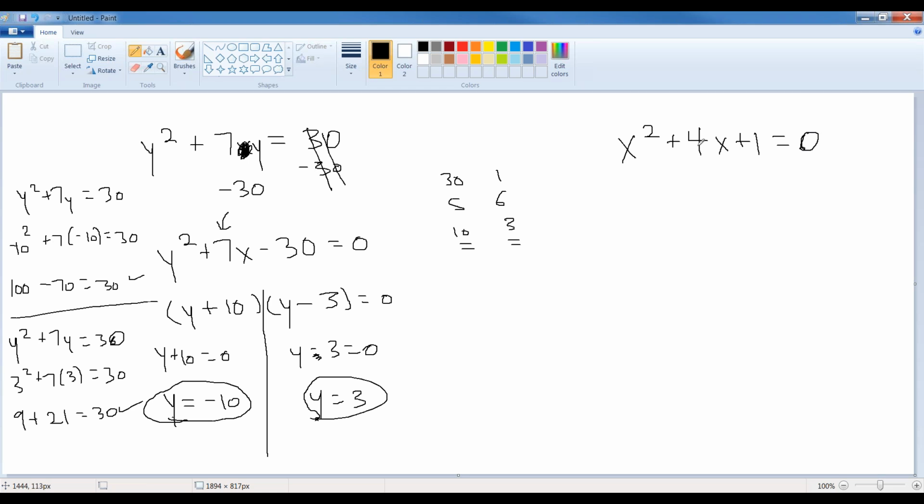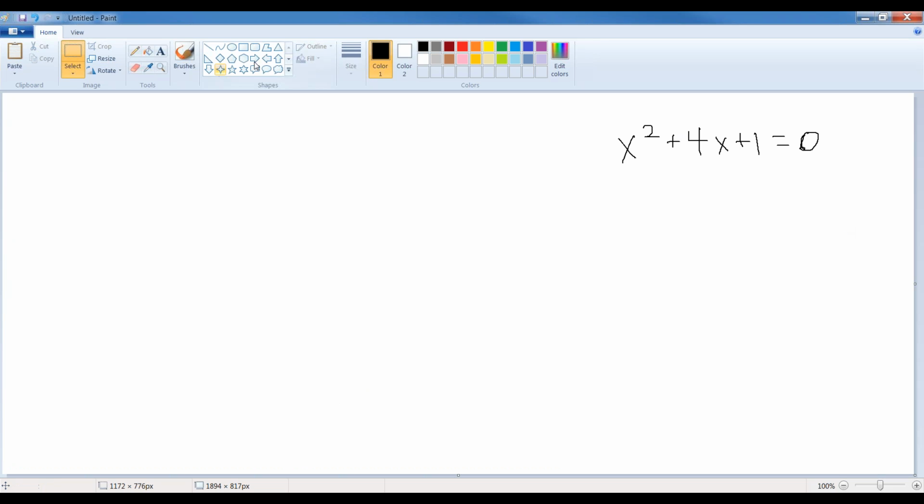The only thing that multiplies up to 4 is either 2 and 2 or 4 and 1, and neither of them are going to add up to 4. I'm sorry. The only thing that multiplies up to 1 is 1 and 1, and 1 and 1 don't add up to 4. So there are two ways to do this. Number one is to use the quadratic formula. Quadratic formula will work no matter what quadratic equation you have. Even if it's something that would have factored, the quadratic formula will work.